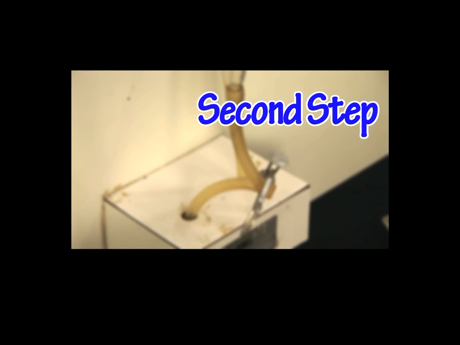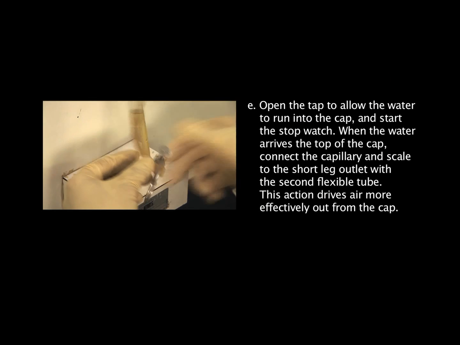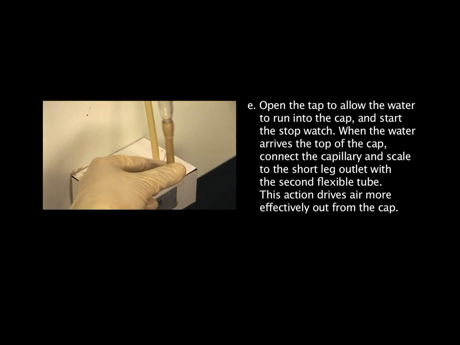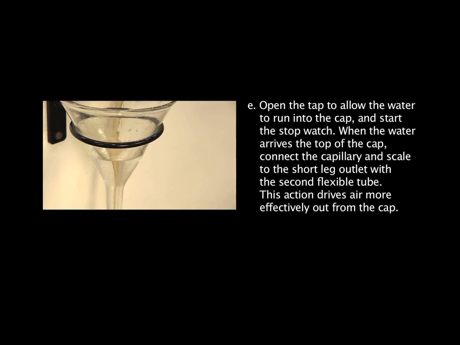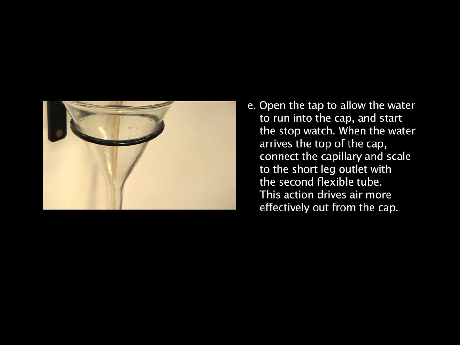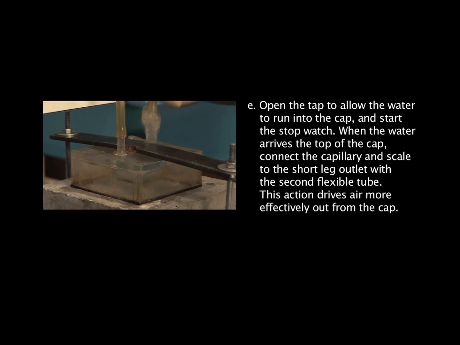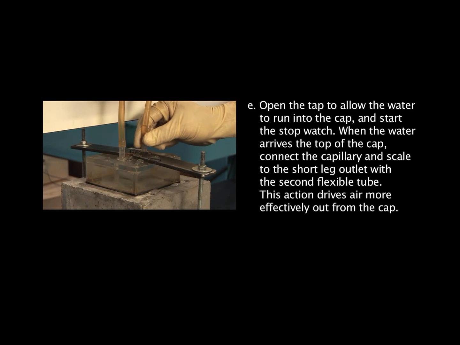The second step is measurement. E. Open the tap to allow the water to run into the cap and start the stopwatch. When the water arrives at the top of the cap, connect the capillary and scale to the short leg outlet with the second flexible tube. This action drives air more effectively out from the cap.